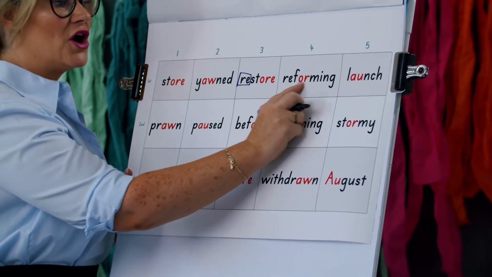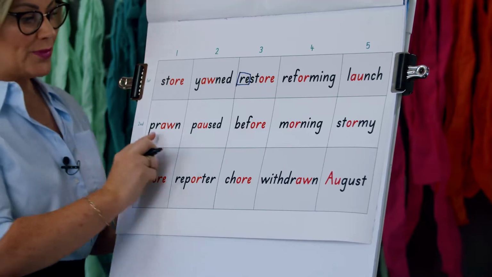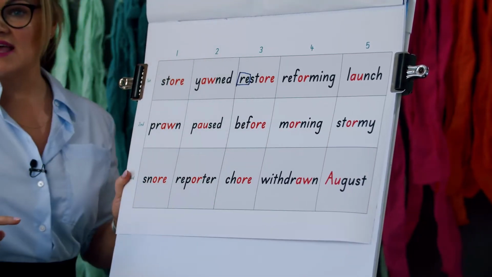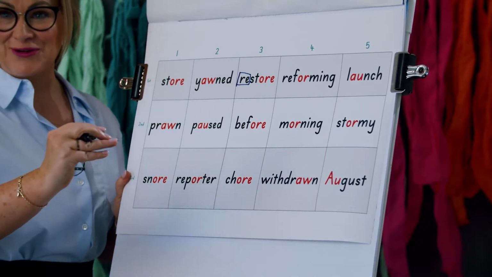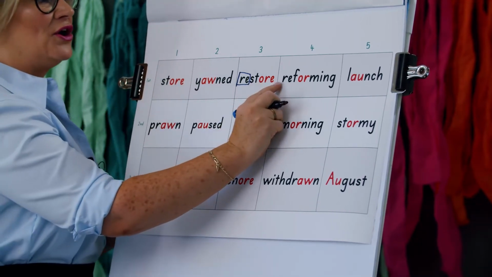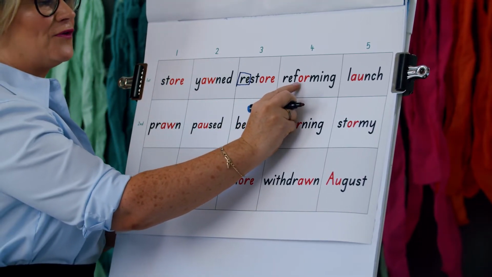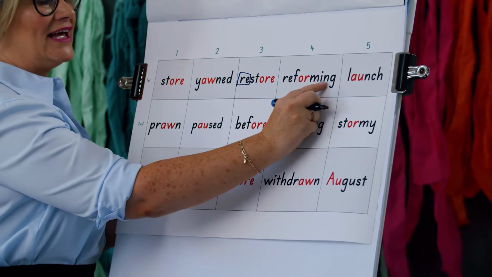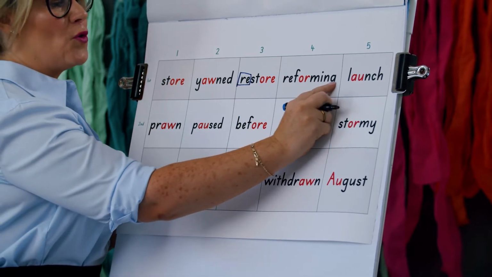ing. We are going to tap and say it for this word, but when we come down to other words that you'll see that in, we can read straight through. Okay, let's tap and say. R, e, f, or, m, i, ng. Reforming.